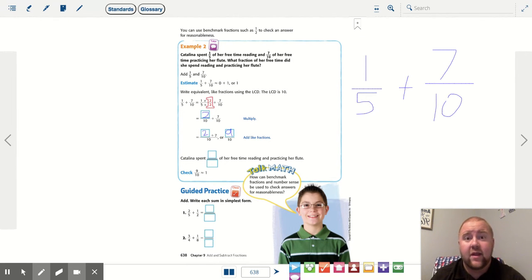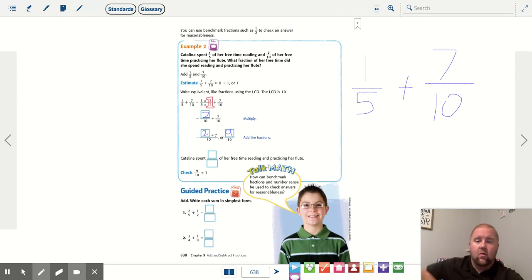Now, does your estimate mean that your answer is 100% correct? It doesn't mean that, but it means that it's reasonable, right? It could be correct. That's going to be helpful when you start dealing with some bigger numbers and some bigger fractions, because the estimate is going to make sure that you're in the right ballpark. You're right around where you need to be.